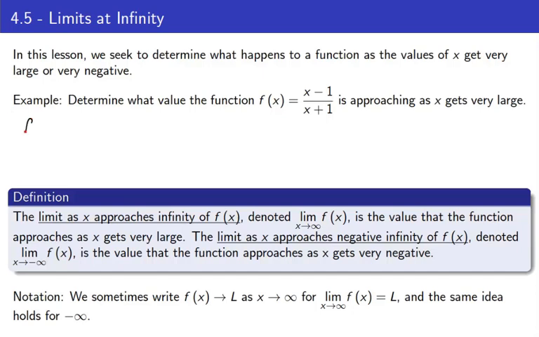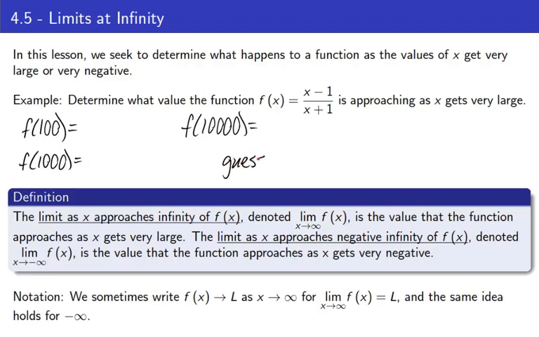We can do f of, let's just say 100. That's a pretty big number. f of 1000 and f of 10,000. And then what we'll do is we'll take a guess as to what this value appears to be trending towards.